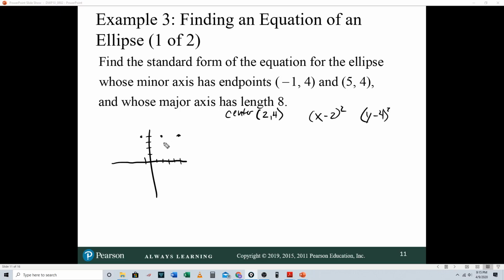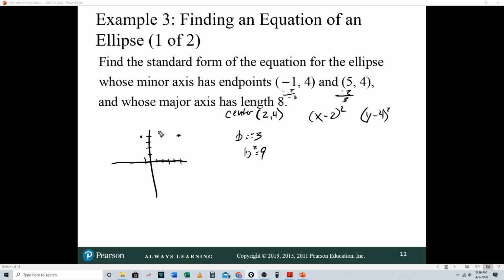Now b is really easy because of the endpoints. We can find the distance basically from the center to the endpoints of the minor axis. So that's from 2 to 5, which basically means b is 3, plus or minus 3, which means b squared is 9.